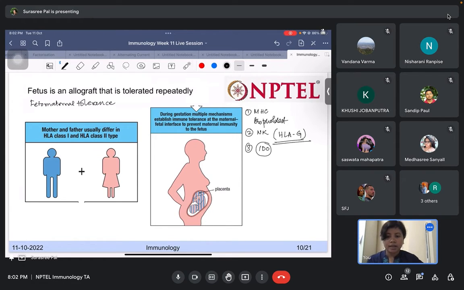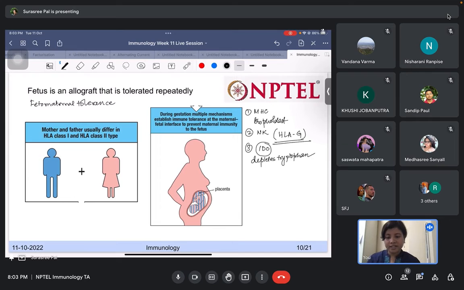enzyme which is involved, that is the indoleamine 2,3 dioxygenase, or IDO. So IDO is an enzyme which is expressed at a high level by the cells at the maternal and fetal interface. So at the interface of the mother's tissue as well as the fetal tissue, there is expression of this particular enzyme IDO. What it does is that it depletes the essential amino acid tryptophan.